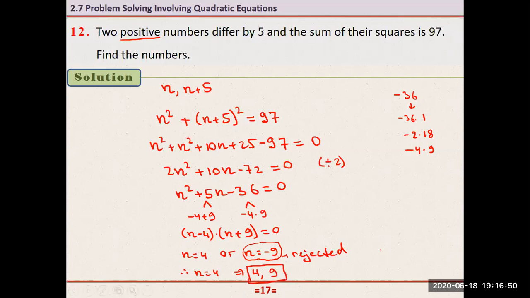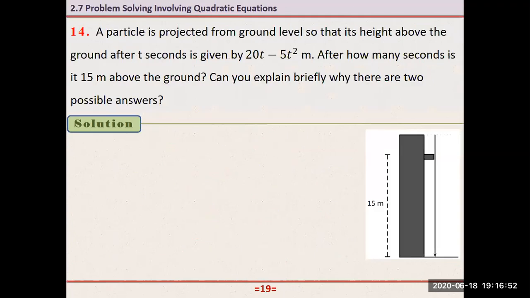Okay. So one more example. In this example, it's about projectiles. So a particle is projected from ground level. So that is the ground level. And its height above the ground after t seconds is given by this expression, right? So you're just throwing maybe a rock to the sky, right? And vertically. So actually the displacement of this rock is given by this equation.